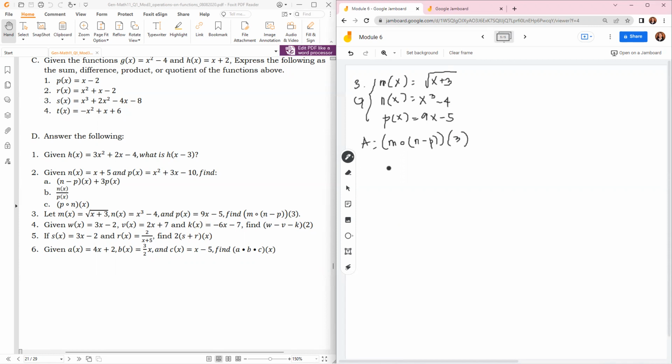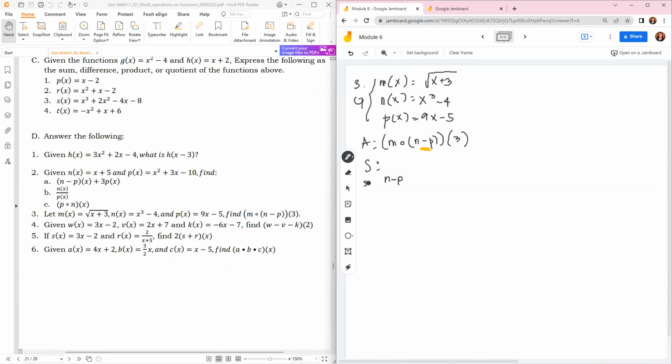Okay, sige. And then, try to look for the solution. So, before we start, let's try to evaluate the first one. What is n minus p? We always start with the innermost parenthesis, okay? So, let's try to evaluate n minus p. This is our first step.